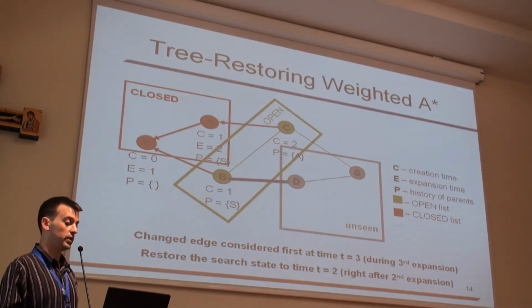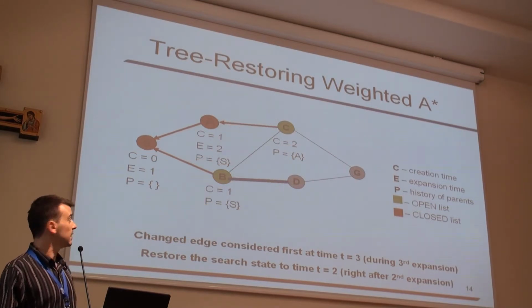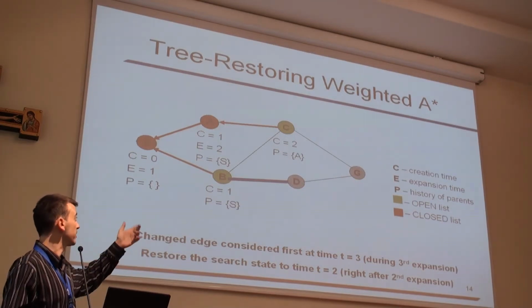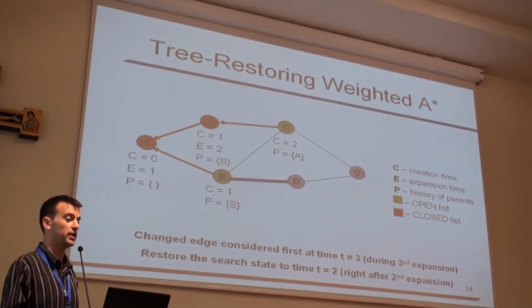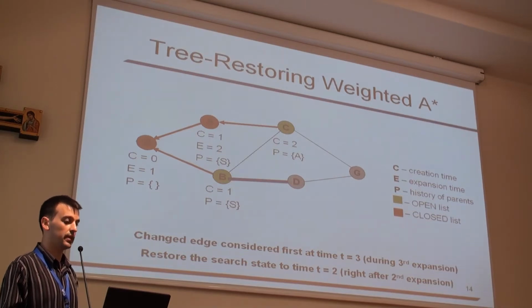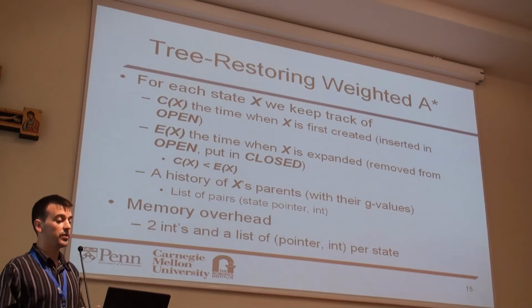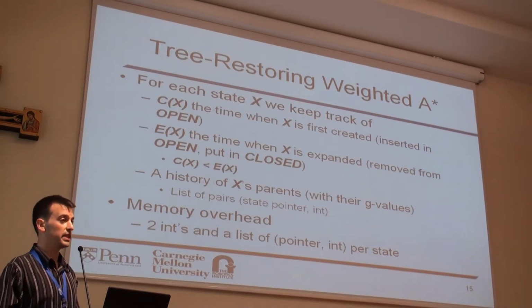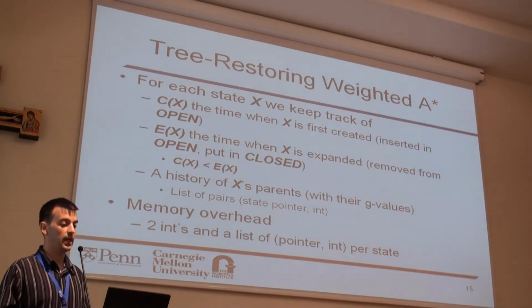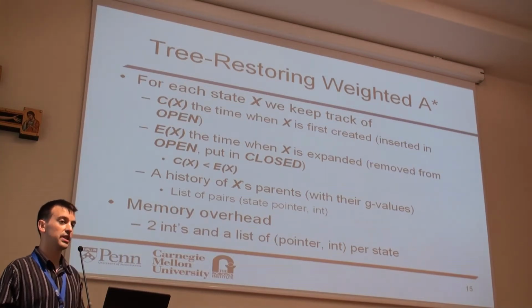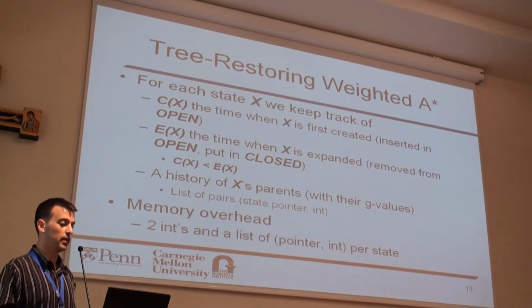So when we effect all these changes, we get this state of the search at time 2. And then resuming the search from here would just take into account the increase in edge cost for the edge BD, and we'll find a new updated path to the goal. So what did we need? We needed to keep track of the creation time of each state, the expansion time of each state, and the history of parents. And with this information, we can restore the search state at any previous point in time.